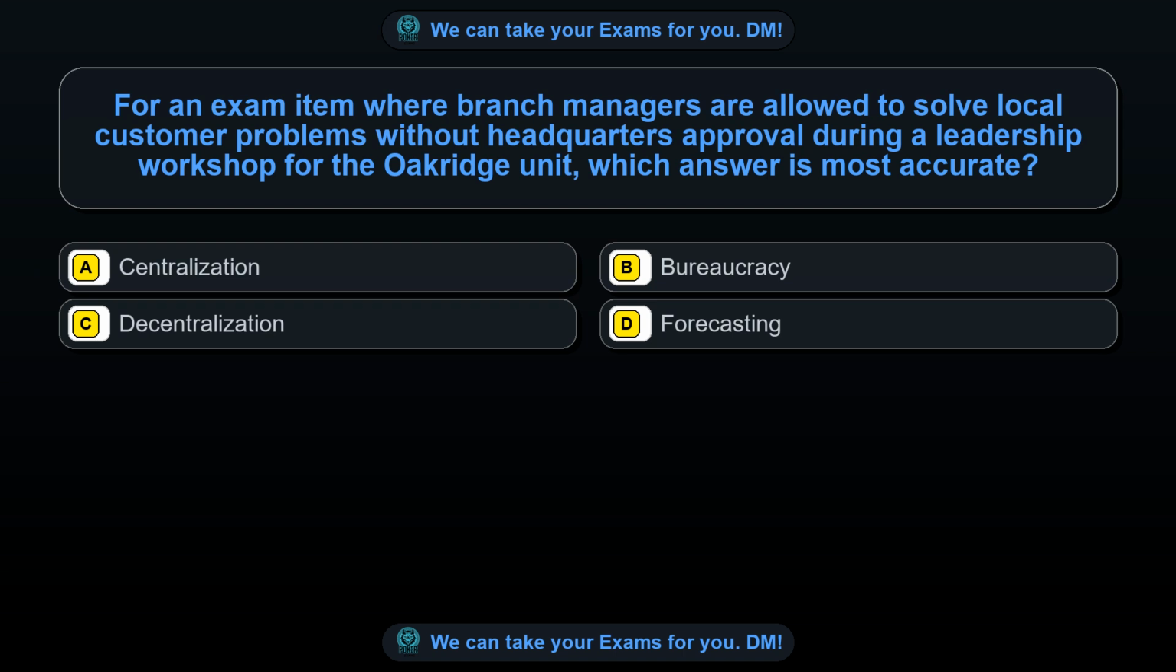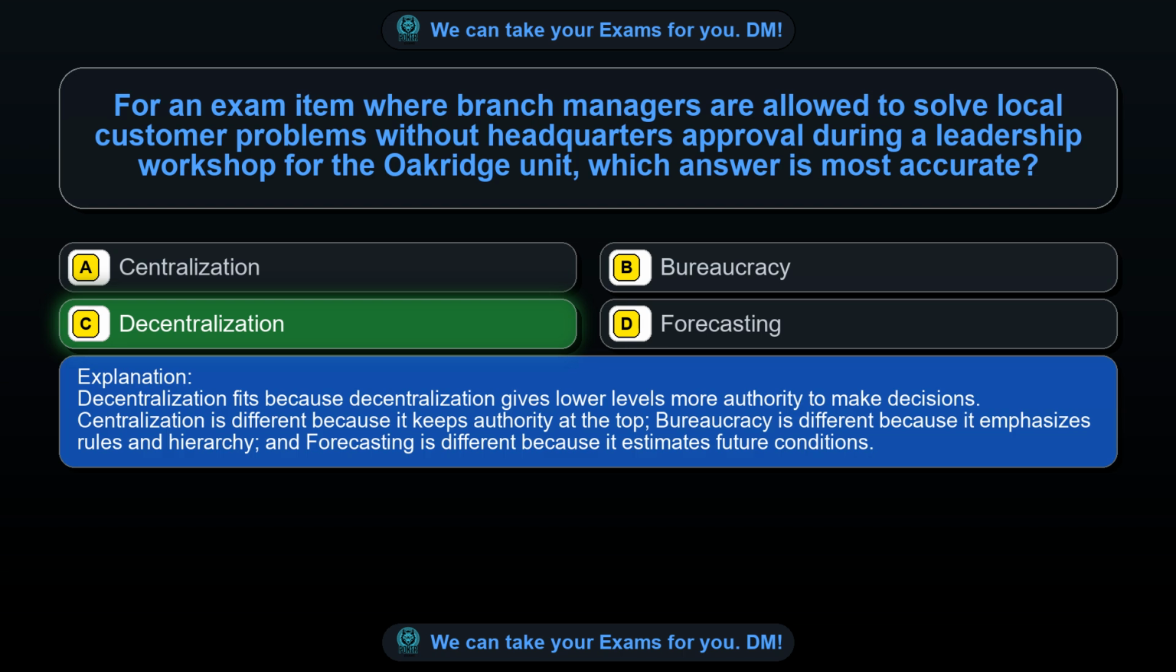Question 24. For an exam item where branch managers are allowed to solve local customer problems without headquarters approval during a leadership workshop for the Oak Ridge unit, which answer is most accurate? Option A, centralization. Option B, bureaucracy. Option C, decentralization. Option D, forecasting. The correct answer is option C, decentralization.